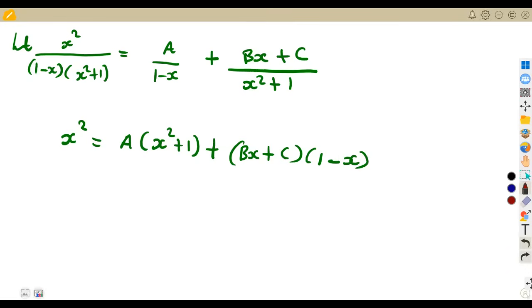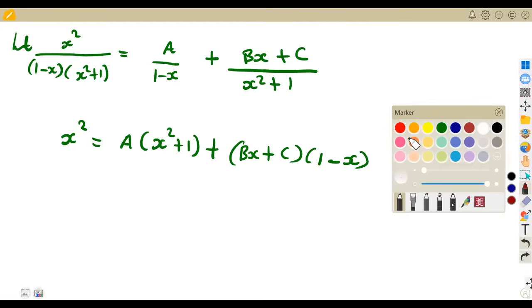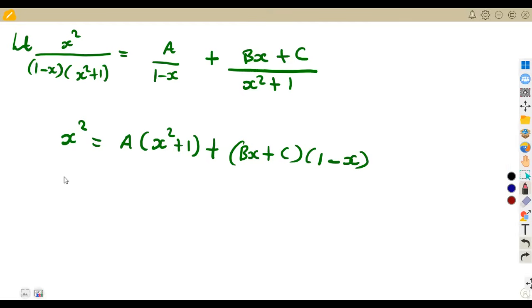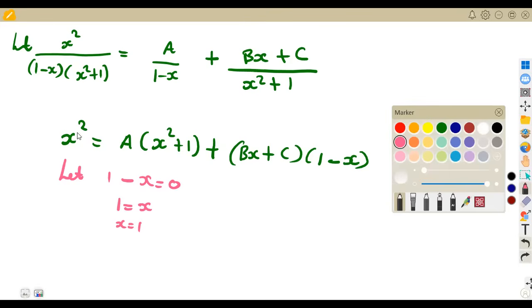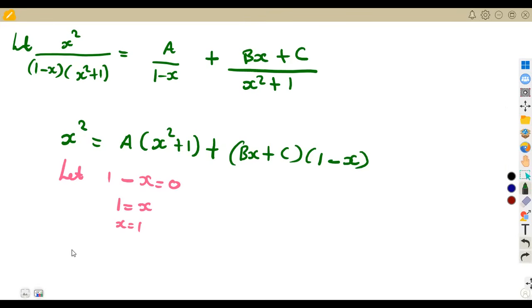All right. So let us let the bracket of 1 minus x be equal to 0. So if we let 1 minus x be equal to 0, what it means is that 1 will be equal to x if we transpose x to that side. So 1 will be equal to x, simply meaning that x is equal to 1. So when x is equal to 1, substitute 1 here. We're going to have 1 squared, and 1 squared is 1. We substitute 1 here, 1 squared. That's a 1, which is equal to.